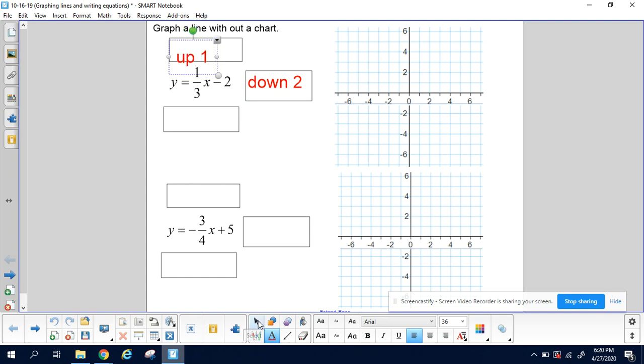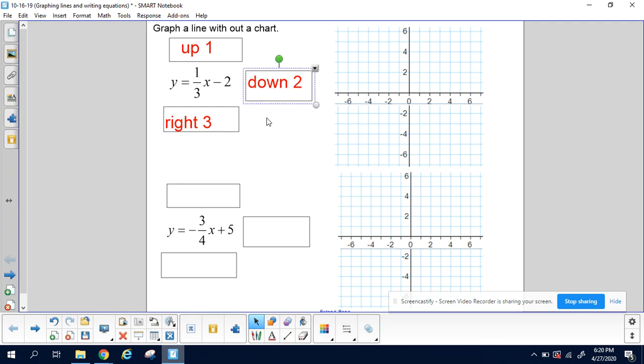And with this method, that means that the bottom number of your slope is always going to mean you go to the right that amount. So this one will be to the right 3. Another way to express your y-intercept instead of down 2 is you could do ordered pair form. So you could put 0, comma, negative 2 for your y-intercept instead of saying down 2.